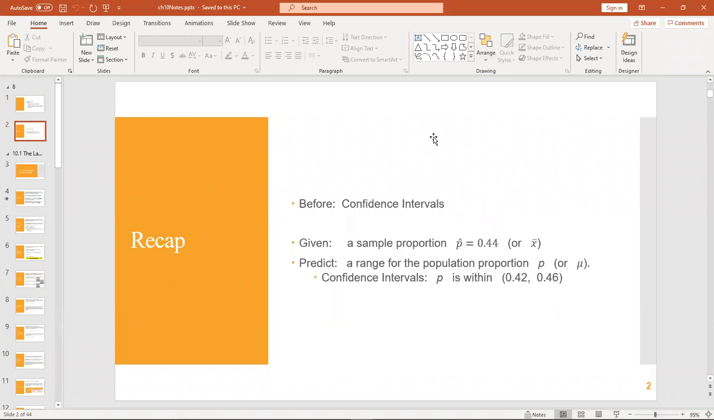So we've talked about confidence intervals before. We've done stuff with sample proportions, and we've used that to generate a confidence interval for the proportion. And instead of proportions, you could also have an average. So you could have X bar or mu as opposed to P hat and P, but it's a very similar kind of process.